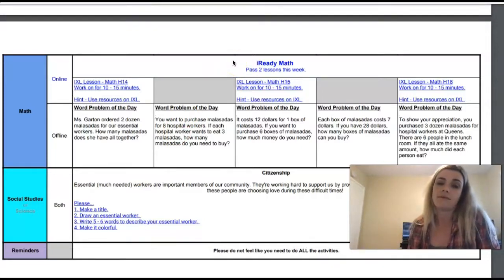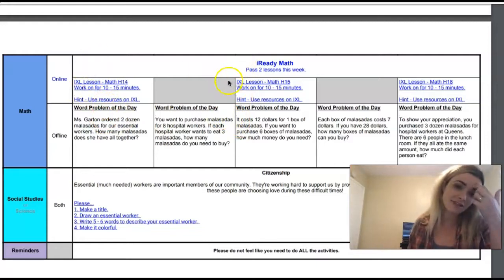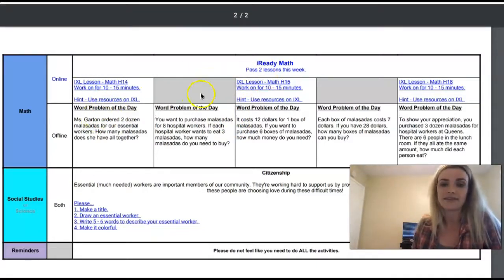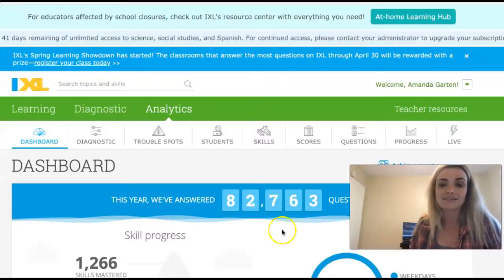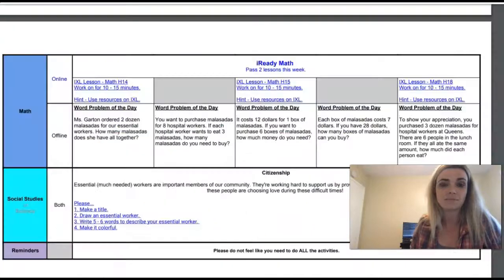Again, it's going to be very similar to reading. We just need to make sure we are passing those lessons. Then you see that every other day we are going to be doing an IXL activity. We did that on purpose, okay? So H14, work on it for 10 to 15 minutes, hint, use resources on IXL. So when I click over to IXL, look how great that is, 82,000 questions. That is really cool, 3rd grade, good job.